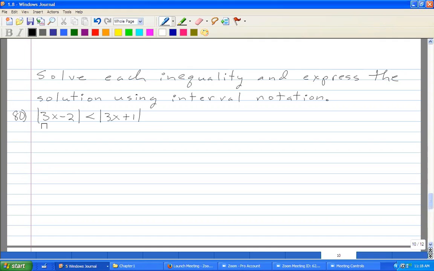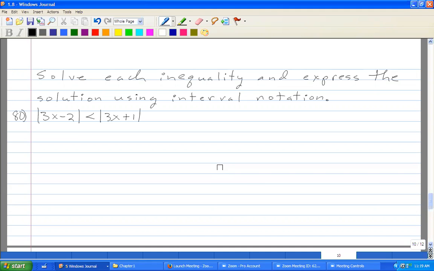So I could have the inequality 3x minus 2 less than 3x plus 1, 3x plus 2 less than the negative quantity 3x plus 1, negative the quantity 3x minus 2 less than 3x plus 1, negative the quantity 3x minus 2 less than negative the quantity 3x plus 1, and then see where those are all satisfied. So I'd have to do the intersection of all those.